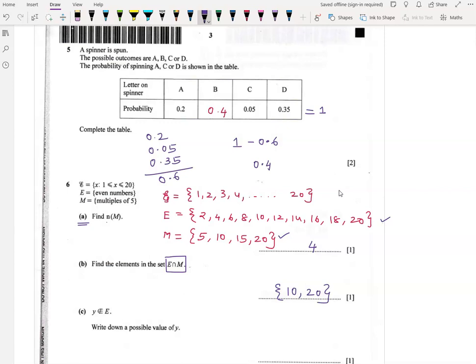Y does not belong to E. Write down a possible value of Y. Now set E is a set of even numbers. So Y will be any number which is not even from the universal set. So you can pick any odd number from the universal set. You can take 1, 3, 5, 7, any number. They just need 1, so I'll just write here 1 value.